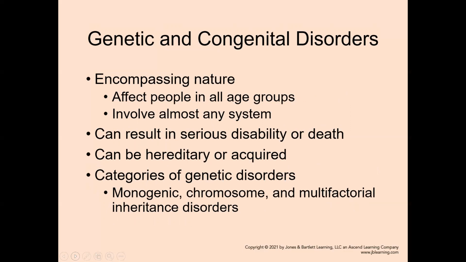Next, moving along to our final topic for this chapter, we're going to talk about genetic and congenital diseases. These are caused by changes in the DNA sequencing. They can affect everyone at all ages, and they can involve any system. Some of them are quite mild. Some of them can cause serious disability or death. Sometimes they are inherited and sometimes they are acquired. There are different categories of genetic disorders, all of which we are going to go through.